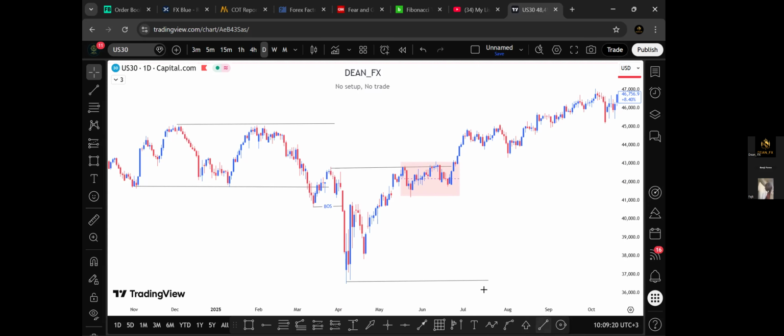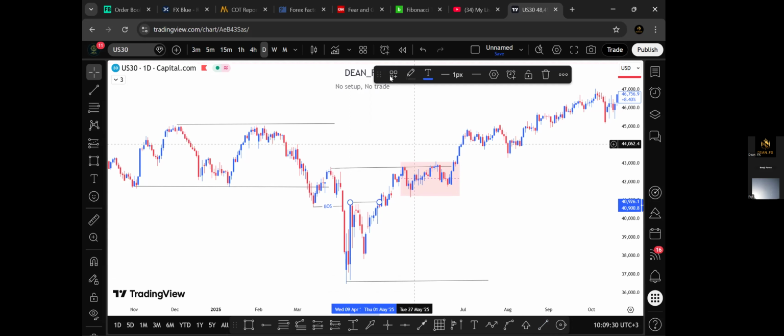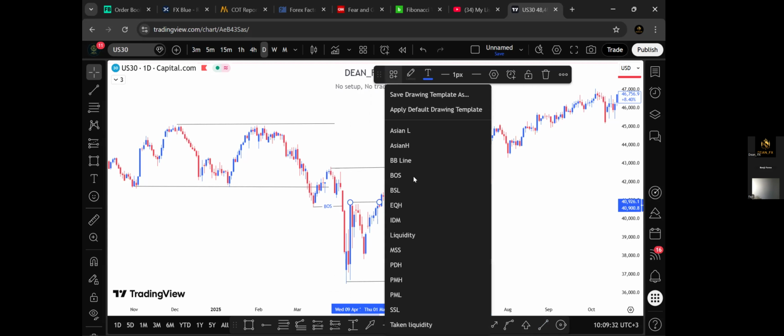Okay, some will say this is because this was a pullback and then this failed to break, so they will call this a market structure shift. But this is on a lower time frame. This is not on a lower time frame, but still within this range.